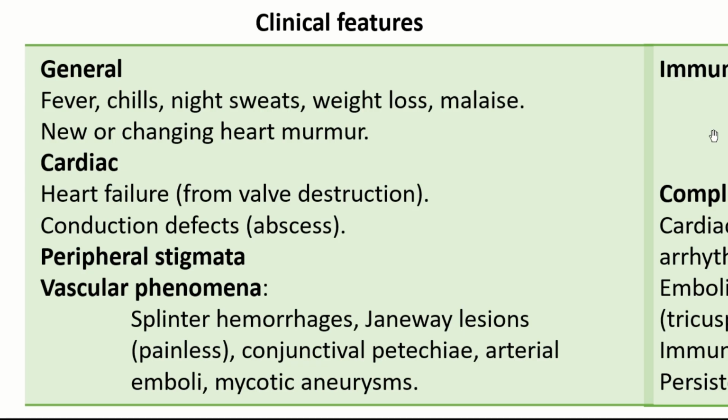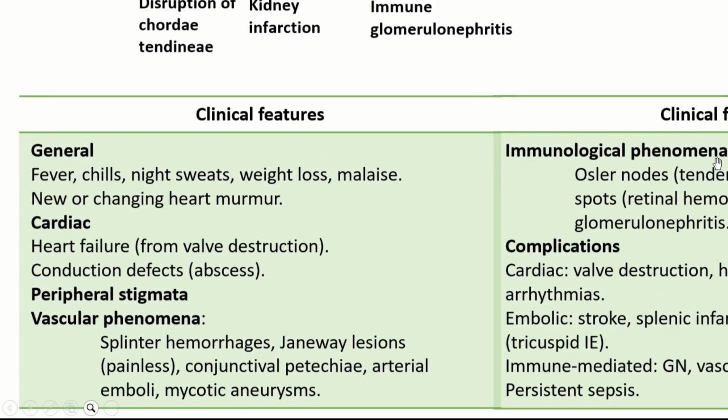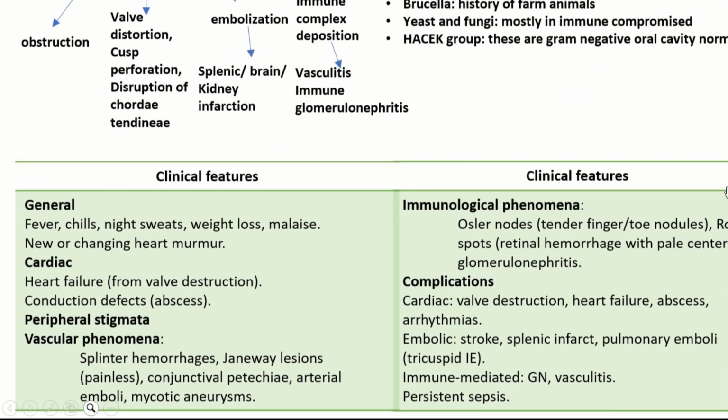So vascular phenomena are going to come as a result of these small emboli that come from the thrombus that is lodged in the heart. One of them is going to be splinter hemorrhages. We're going to have the Janeway lesions, conjunctival petechiae, and arterial emboli and mycotic aneurysms. And typically, these are going to be most of the time painless.